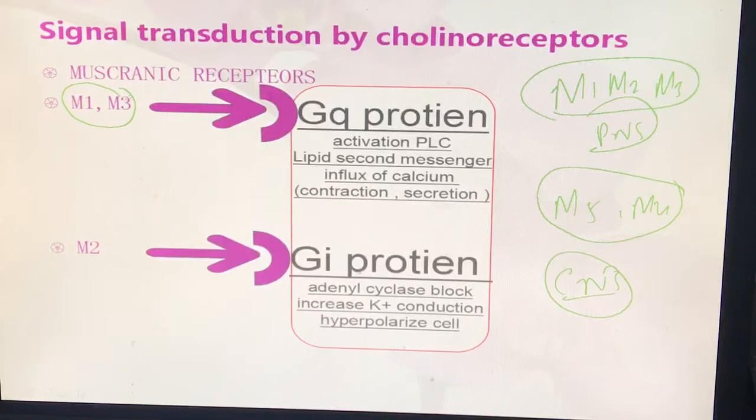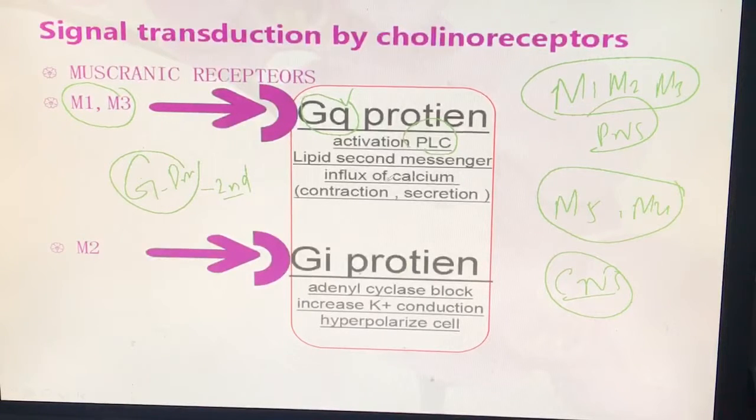The muscarinic receptors M1 and M3 are common. Why? Both are linked with a G protein. M1 and M3 are related with the Gq protein. The Gq protein activates the phospholipase enzyme as a second messenger system. The types of G protein are Gq, Gi, and Gs. The M1 and M3 receptors are linked with the Gq protein and activate the second messenger system.